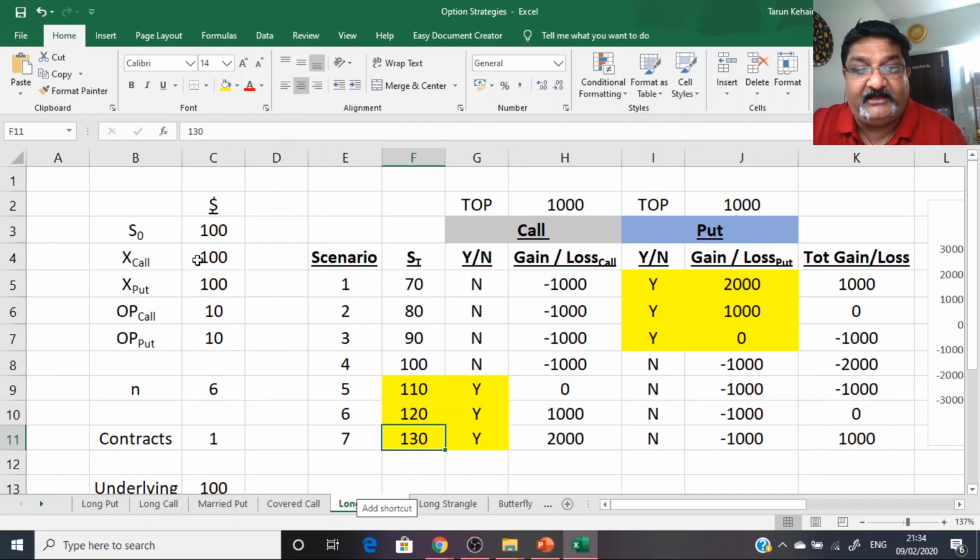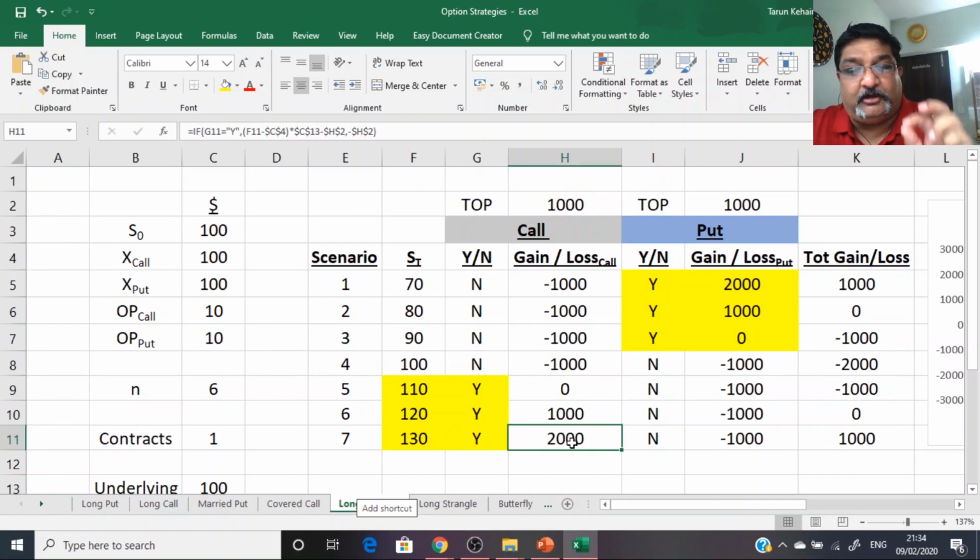Because you are able to buy the stock at 100 where it is available in the open market at 130, right? So what are you going to do? You are going to have a profit of $30 per share. $30 per share into 100 shares, $3,000 is your total gain minus $1,000 of your option premium. So you make a net gain of $2,000, right?